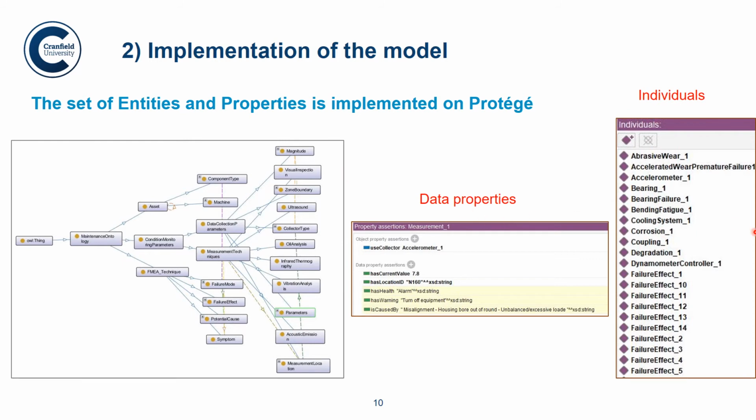Individuals, as you can see here, representing each element in the data set are created. For example, these are some of the individuals: bearing failure, failure effects, and so on and so forth. Data properties are assigned to each individual. And finally, object properties are defined between individuals.